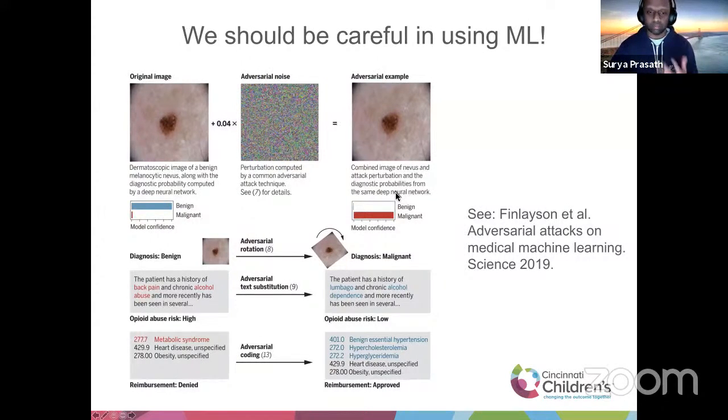This is not just an imaging domain problem. It can also happen in the text NLP domain. Here's an example where they added a simple text substitution, and the final result was that the abuse risk completely changed from high to low, and the insurance was denied. This is a very big problem. How do you make sure of this? Now there are a lot of models which incorporate these adversarial attacks to make better models.